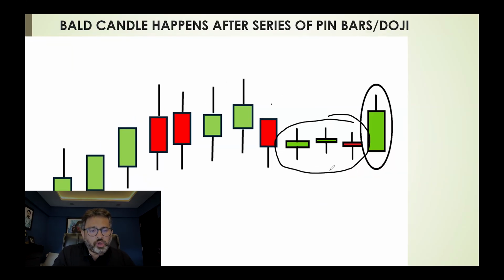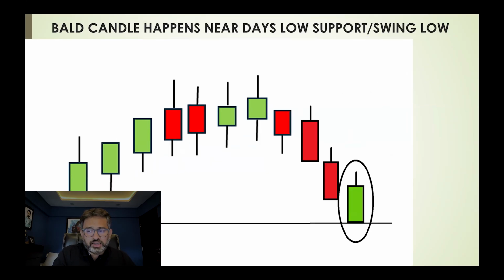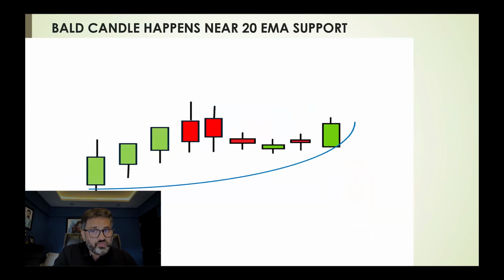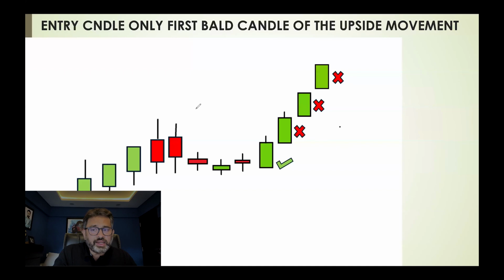Or after a series of pin bars or doji candles, if you see that, then this setup is applicable. That means either this green bold candle can happen after a series of pin bars or dojis or a big red candle. That is what I showed you in the earlier slide, right? And another thing is that if that bold candle happens near some support like day low support, swing low support, or if it happens like this near the 20 MA support, then it is a high probability trade. And the next criteria I said, entry candle only the first bold candle of the upside momentum.